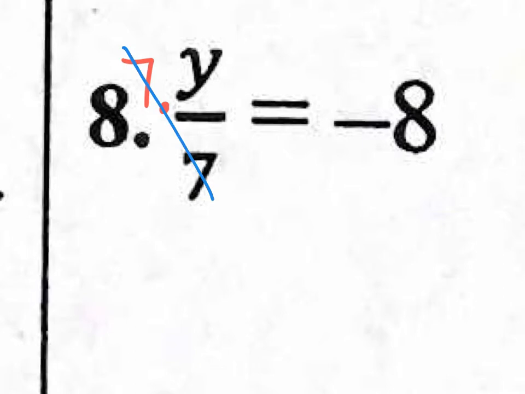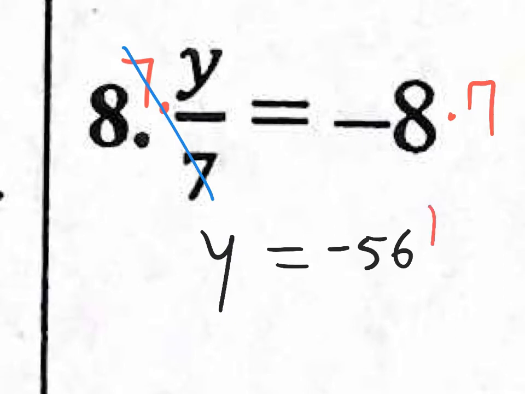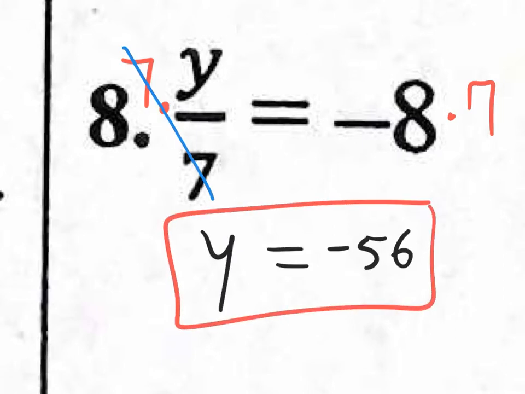And of course, what you do to one side, you must do to the other to maintain the balance. So what we have left on the left side of the equal sign is y, and negative 8 times 7 is negative 56. And there's my answer for number 8. Let's move on to number 10.